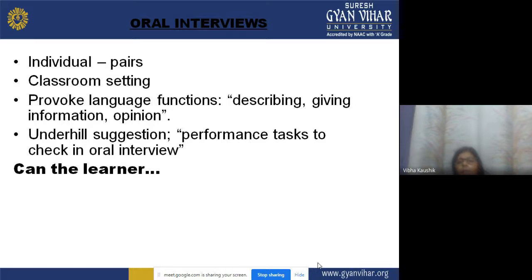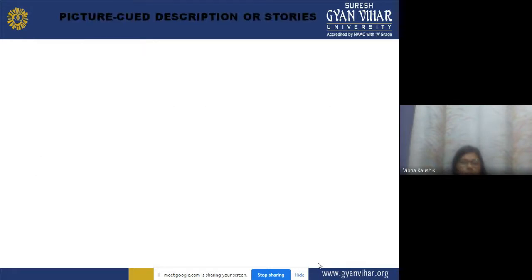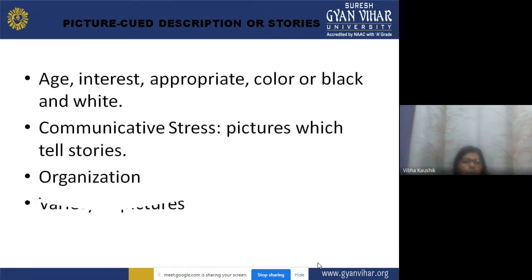Underhill's suggestions: performance tasks to check an oral interview. Can the learner use courtesy formulas? Ask simple information? Describe a series of past events or produce a smooth stream of speech or not? Picture: description or stories. Age, interest, appropriate, color or black and white. Communicative tests, pictures that tell stories, organization, variety of pictures.